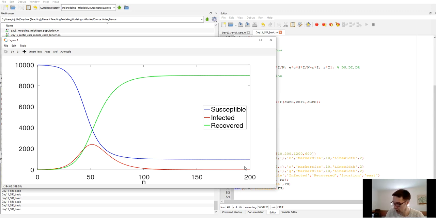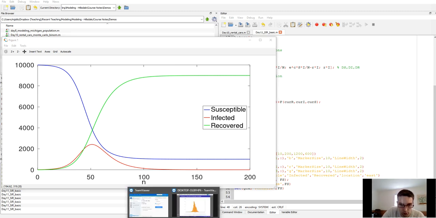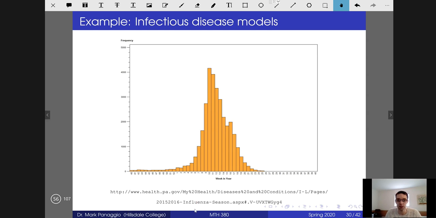And let me just remind you what the actual data from a real epidemic looks like. So I'll switch over to my slides here, and you'll see that this graph is again flu data from 2015 and 2016 flu season. It looks very, very similar, right? We had a very low number of infected people initially, an exponential rise, and then it peaks, and then it decays over a longer period of time.